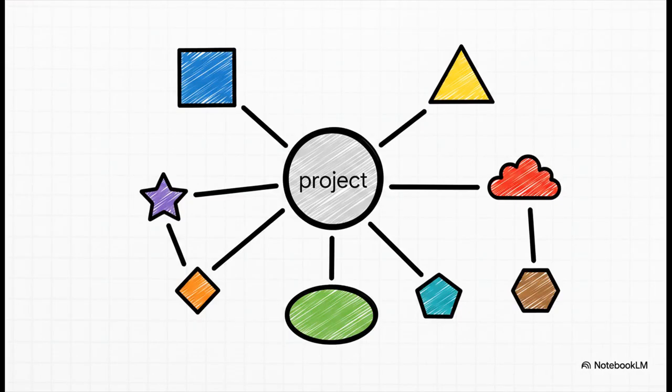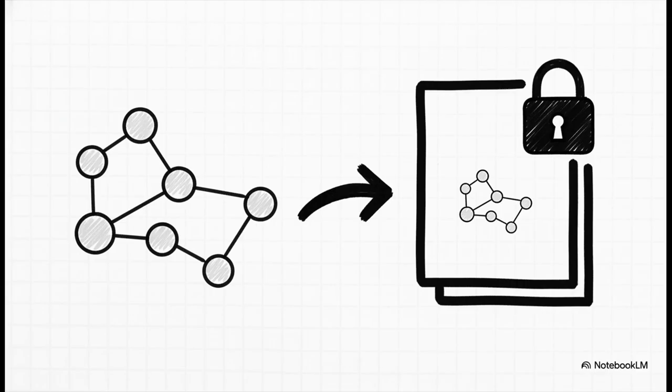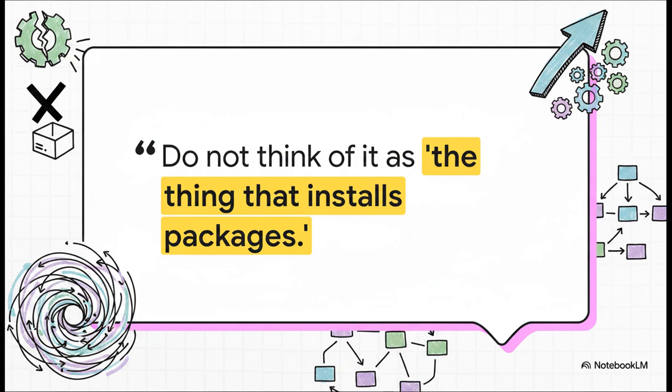The big one is resolution. It figures out a valid version graph for your whole project. Then the lock file locks it all down. It saves that exact graph so it's perfectly reproducible. So you really have to stop thinking of it as just the thing that installs packages.